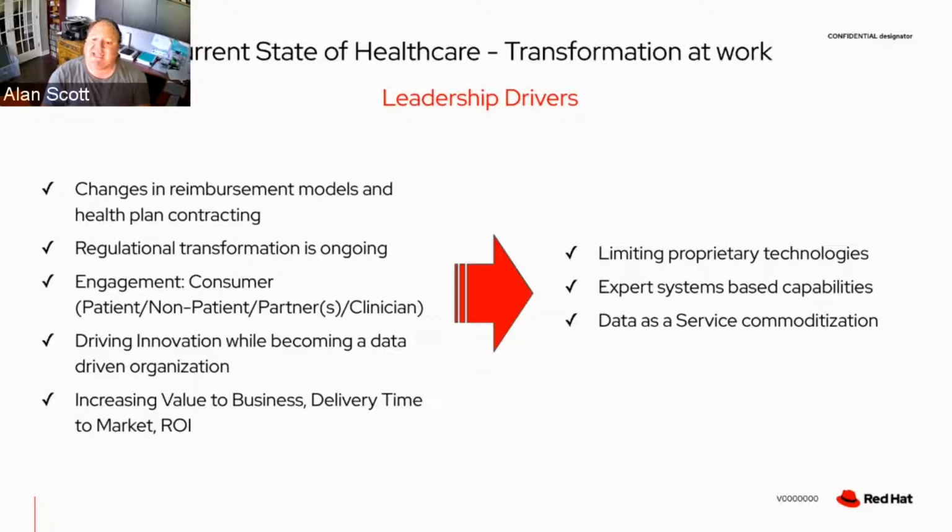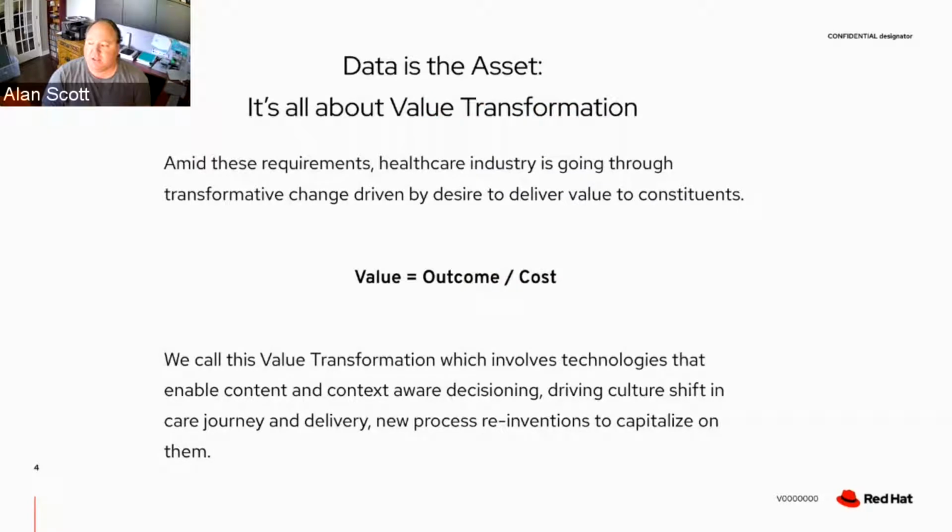And then that data as a service commoditization to help the business move faster in the clinical space like it's never moved before, whether it's billing, whether it's clinical information, whether it's doing anything around the healthcare system, data is going to be what powers that. So to us at Red Hat in the healthcare market, our focus is and will be around data is the asset. Because without it, you can't build applications, you can't build warehouses, you can't build anything that can respond in near real time. So data must be the asset.